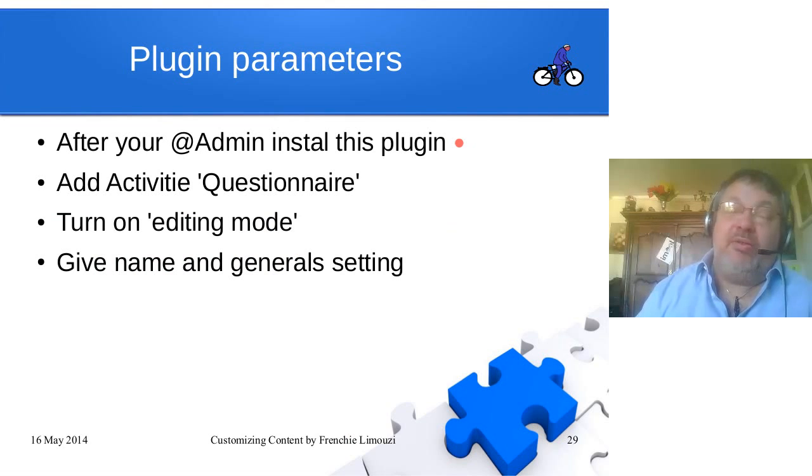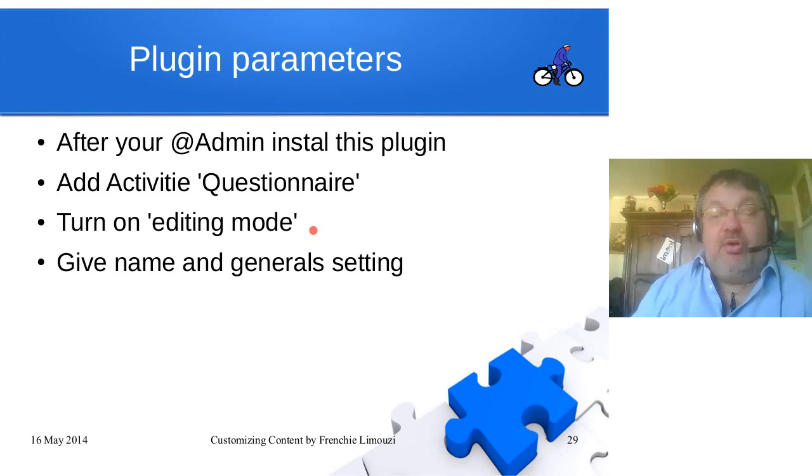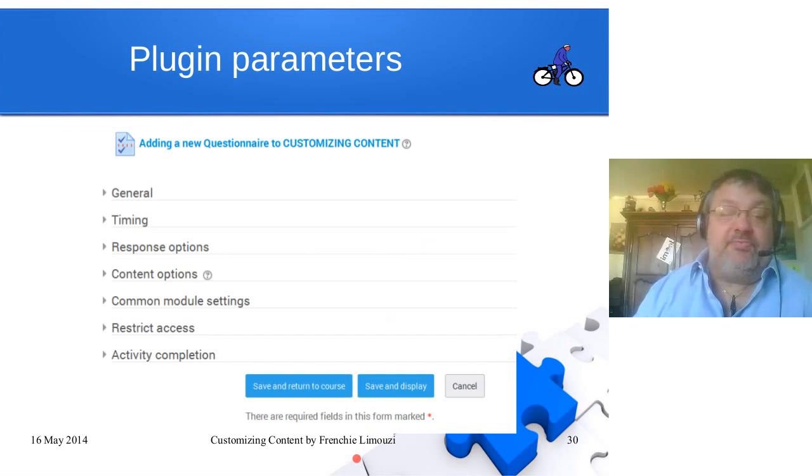Okay, first step, ask your admin to install your plugin, of course. Add activity questionnaire, turn editing mode on, give name and general setting. Sure. Give name, look at the icon, general setting.